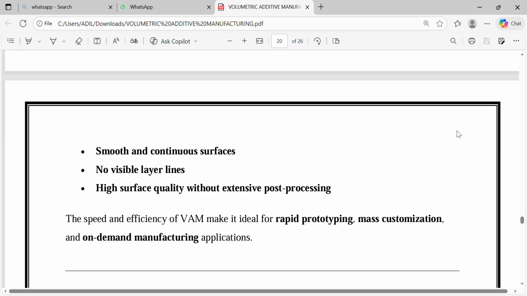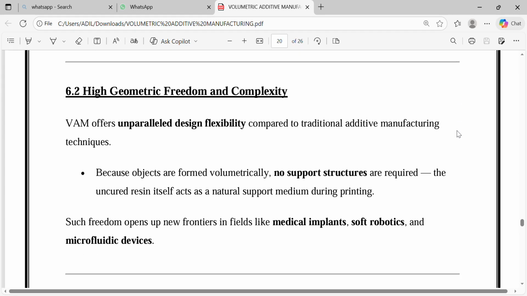Mass accumulation refers to the material buildup, density variation, and potential defects. On-demand manufacturing in VAM enables customized production, just-in-time delivery, and reduced inventory. The second advantage is the high geometric freedom and complexity. VAM offers unparalleled design flexibility, which offers complex geometries, internal structures, and customized design. It enables innovative products, optimized performance, and unique applications compared to the traditional additive manufacturing techniques.